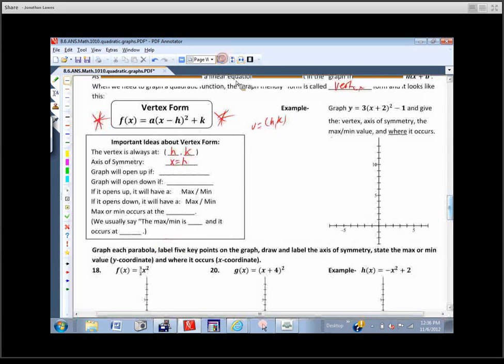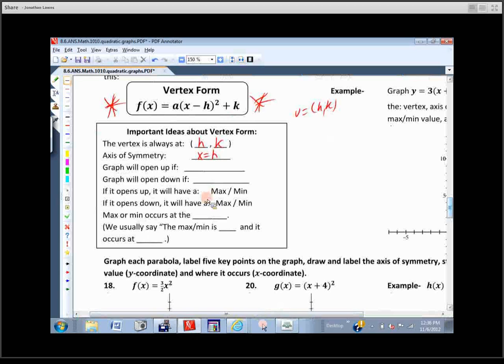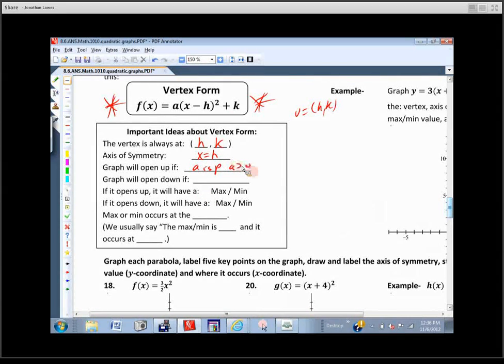How do we tell whether it opens up or down? Okay, if a is positive, or in other words, if a is greater than 0, it opens up. If a is negative, or in other words, if a is less than 0, it's going to open down. Okay, if it opens up, so if we've got a parabola that looks like this, does it have a maximum or a minimum value? It has a minimum. It has a smallest value right here. It occurs at the vertex. If it opens down, then it's going to have a maximum.